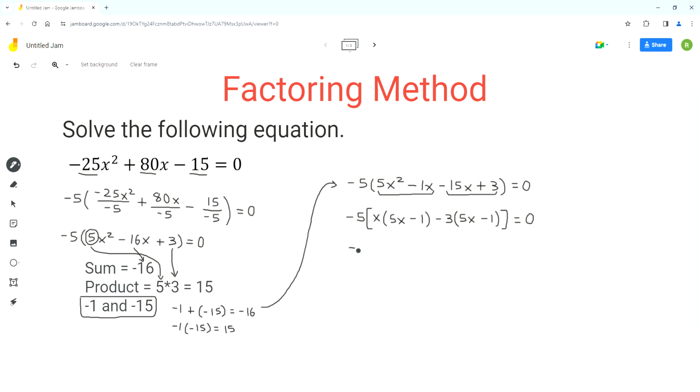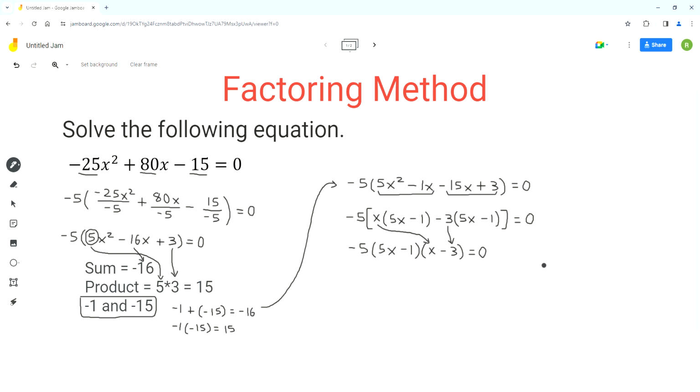And now we can complete our factoring. Both terms have 5x minus 1, so we factor that out, 5x minus 1. And then we write in the second parentheses the terms that are left over. So that's x minus 3 equals 0. The x is from here and this negative 3 goes here. And this completes the factoring for this expression.